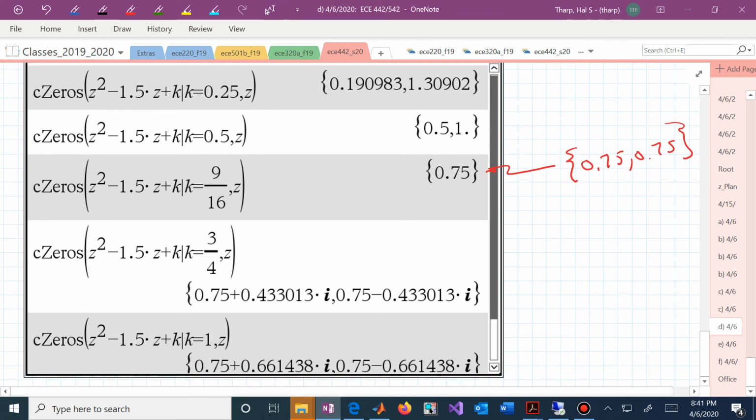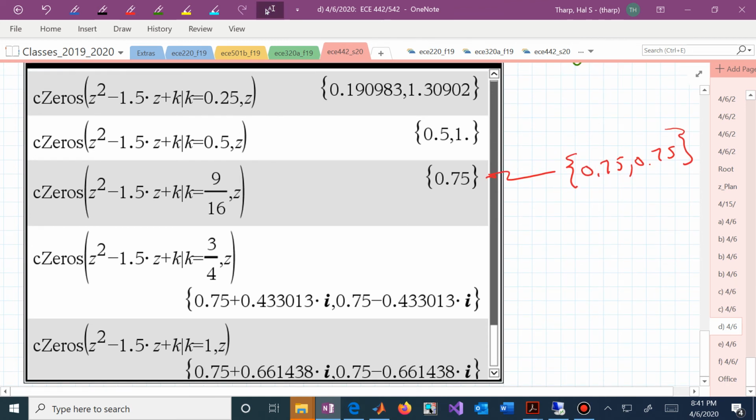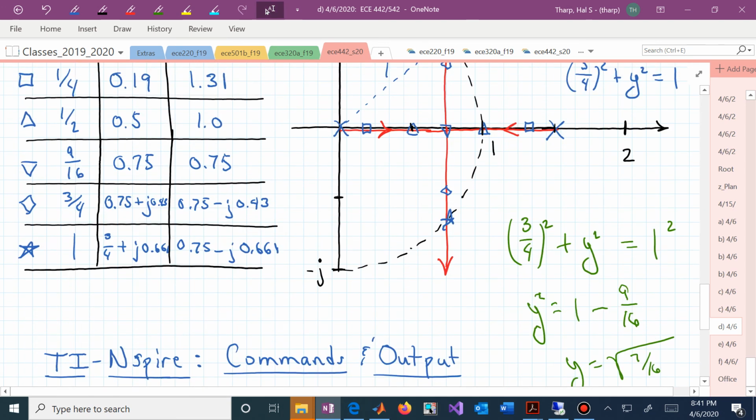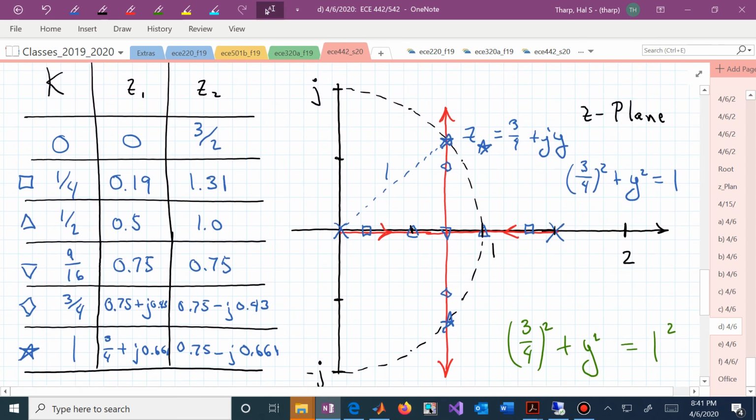Now these particular values of k, 0.25, 0.5, 9/16, 3/4, and 1, give rise to the values that we had in this table, and to these symbols that are shown to illustrate the progression of the closed loop poles as k is increased.